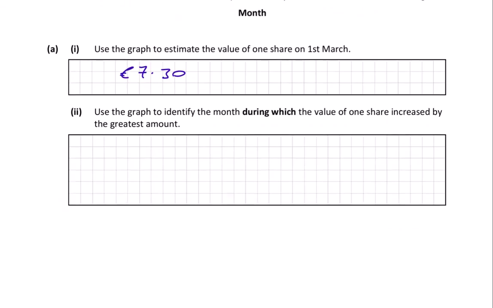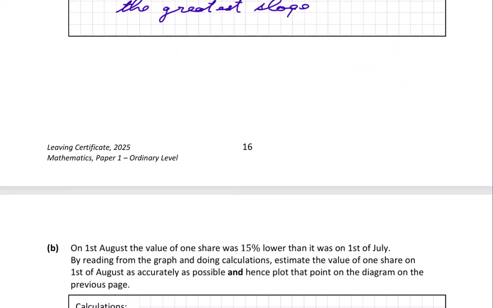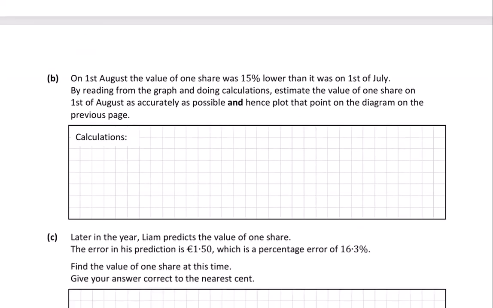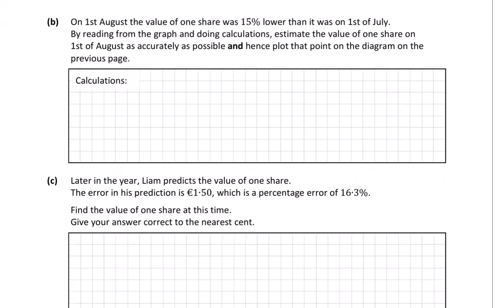So it's the month of May, as the line has the greatest slope. Okay, next question then. On August the 1st, the value of one share was 15% lower than it was on the 1st of July. By reading from the graph and doing calculations, estimate the value of one share on the 1st of August and calculate as accurately as possible, and hence plot that point on the diagram on the previous page.